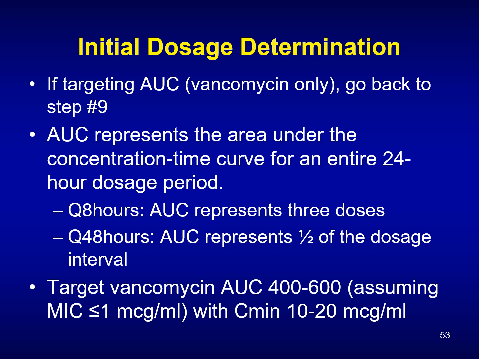What if now we're trying to target AUC? Remember, this is for vancomycin only. Then we need to go back to step 9. Remember, AUC represents the area under the concentration time curve for an entire 24-hour dosage period. So for every 8-hour regimen, AUC represents 3 doses. For a Q48-hour regimen, AUC represents half of this dosing interval. Target vancomycin AUC of 400 to 600 with a Cminimum of 10 to 20.